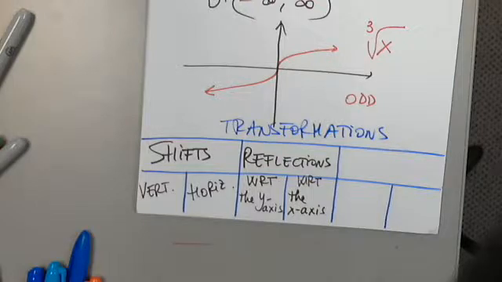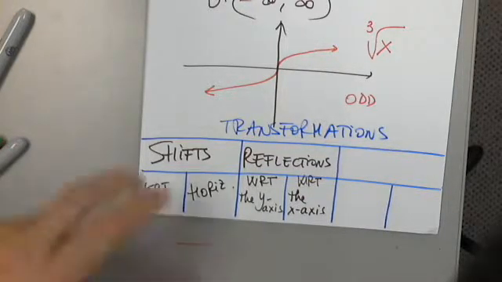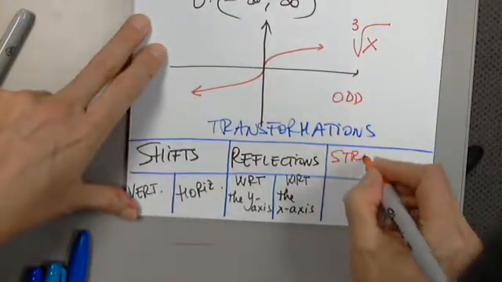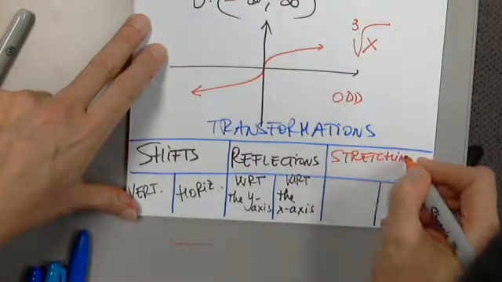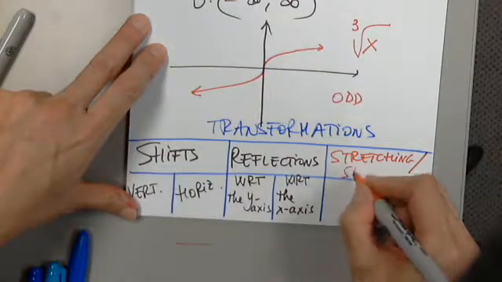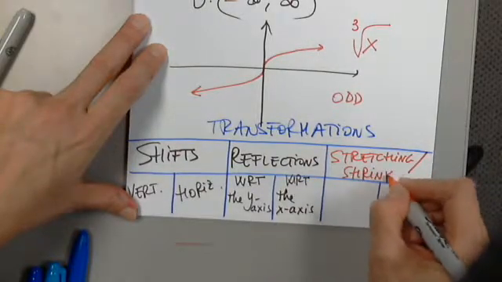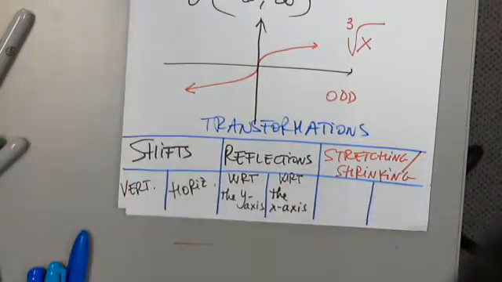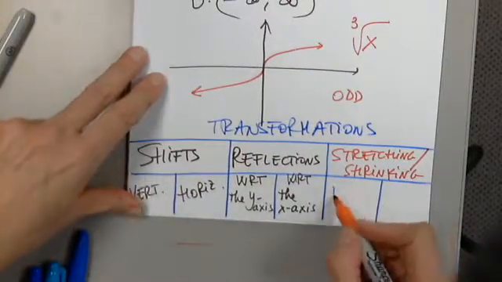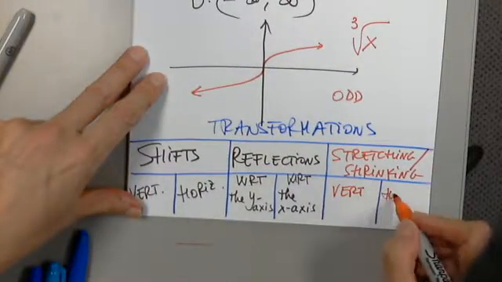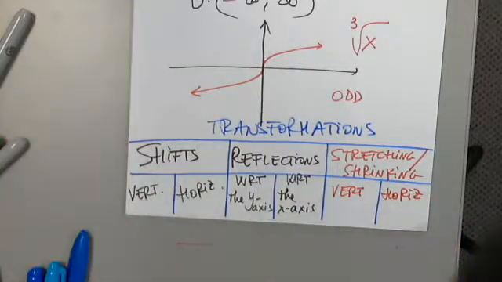The last category has 2 names: stretching / shrinking. Of course, vertical and horizontal. A total of 6 possibilities.